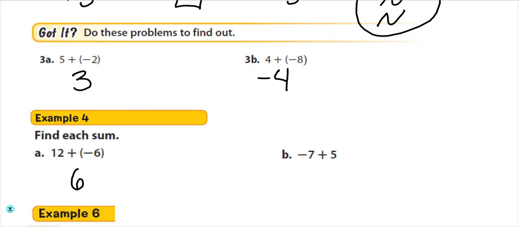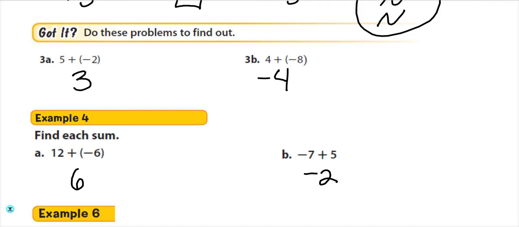All right, letter B. Negative 7 plus 5. Same signs or different signs? Different. So same signs, add and keep. Different signs, subtract. Okay, so subtract them. So 7 minus 5 would be 2. Keep the sign of the larger number. So who's got more people? The negatives do. So it's negative 2.